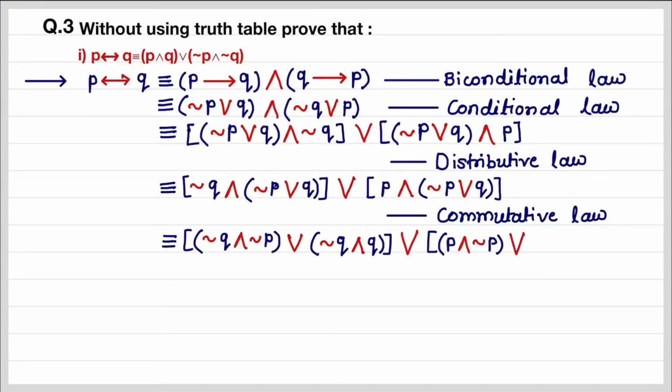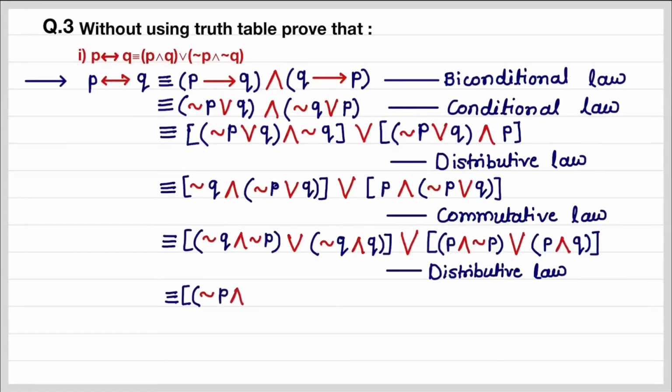Logical connective OR as it is, and again we have to use distributive law over the second bracket. We will distribute P over the bracket: P and negation of P, or P and Q. Law used is distributive law. Negation of Q and negation of P.